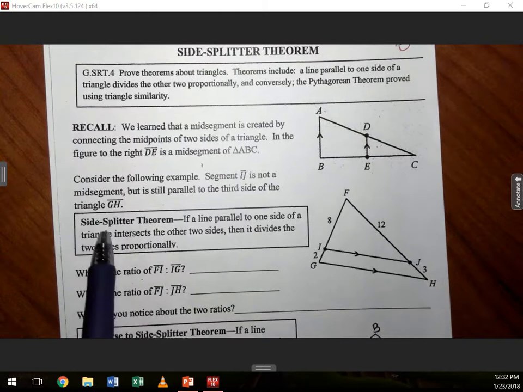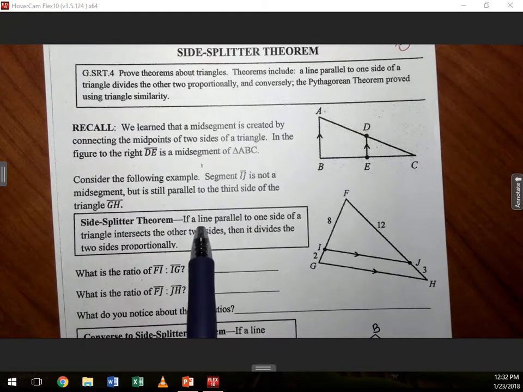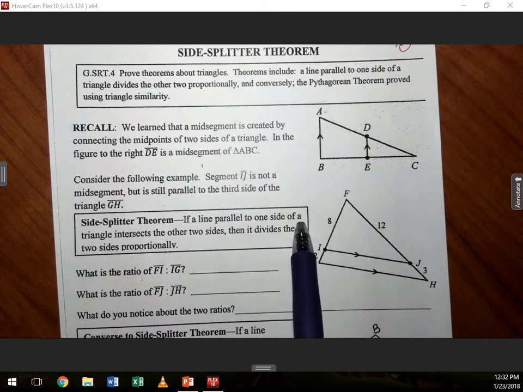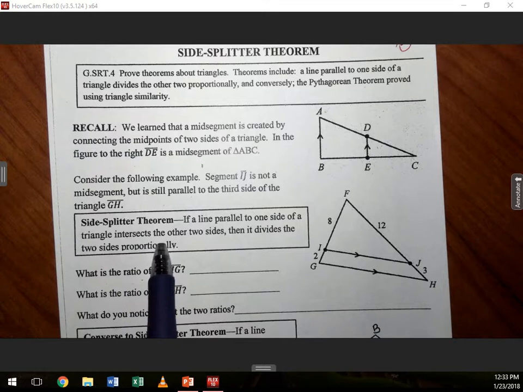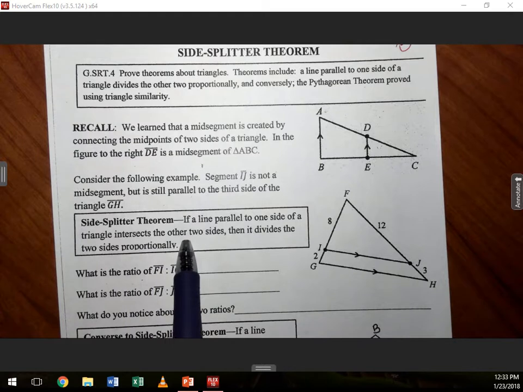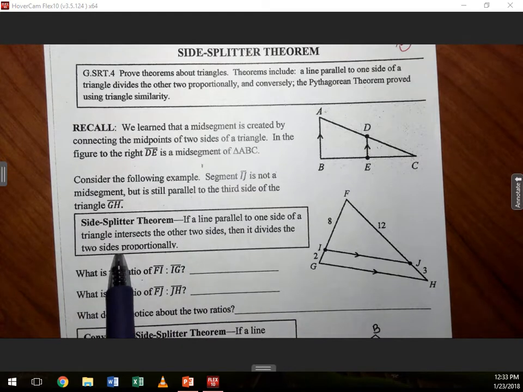Now, the side splitter theorem: if a line is parallel to one side of a triangle and intersects the other two sides, then it divides the two sides proportionally. Now, the word proportionally also refers to ratio or scale factor. We've already had a couple things like that. We're doing a comparison of two things.